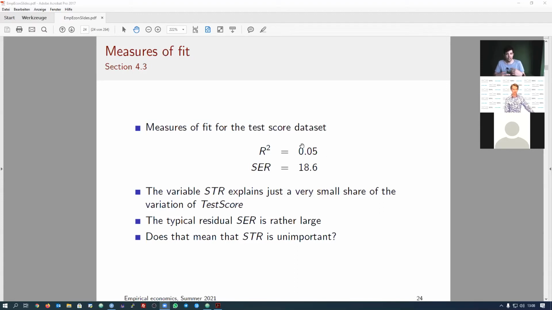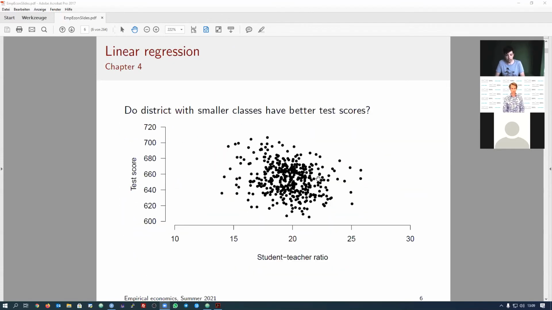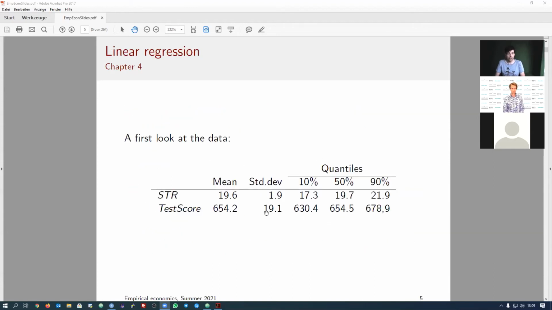We said R squared must be between 0 and 1. Now this R squared value is 0.05, so it's very close to 0. So student-teacher ratio doesn't seem to explain that much. On the other hand, the standard error of regression was 18.6. And let's just compare that 18.6 to our table that we had seen here. The standard deviation of test score is in the same magnitude.